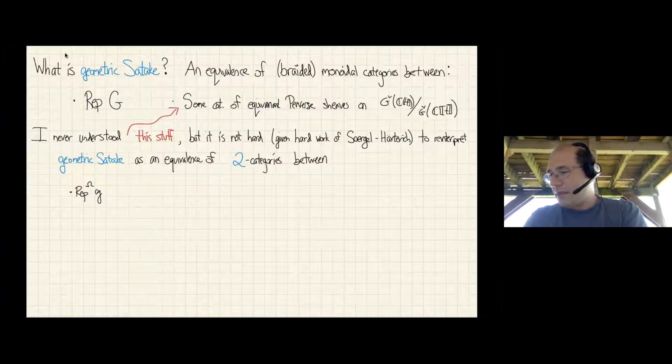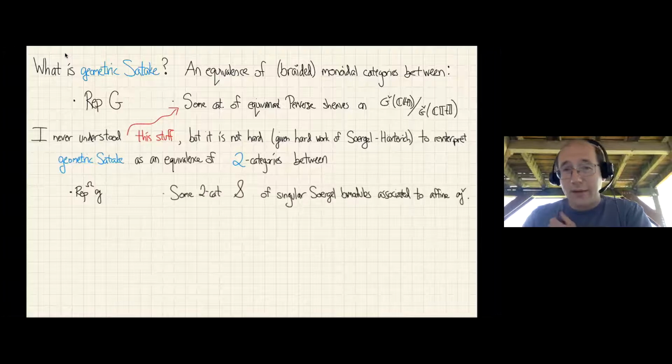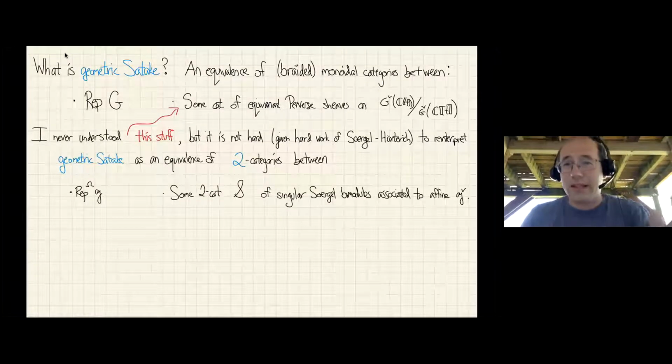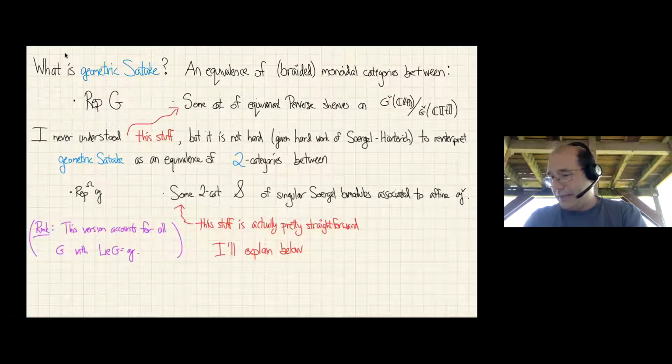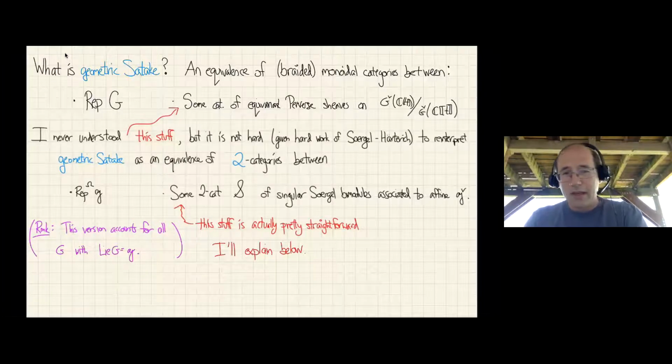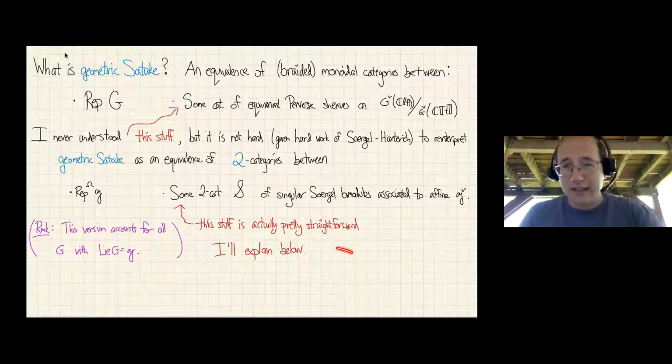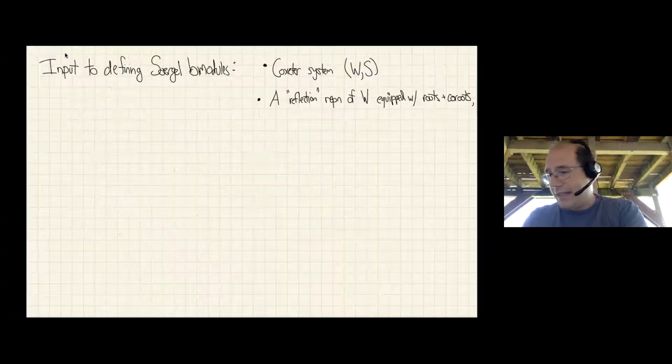On the other side, you got some two category of singular Zergel bimodules associated to this Langlands dual Lie algebra. So this formulation again gets rid of the choice of group with the given Lie algebra, but let's ignore that annoying point. So just as I remarked, this version accounts for all groups with the same Lie algebra, and I claim that this side is much more straightforward than this stuff here, and so I will be able to explain what this side is in this talk. But first, I want to hint at it.